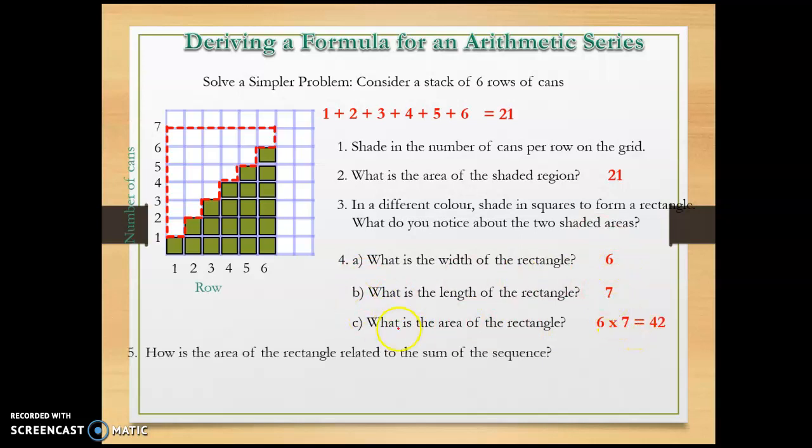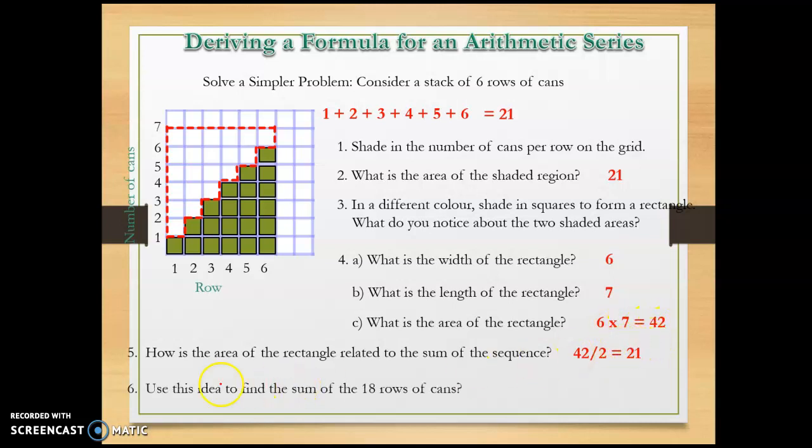So what's the relationship between the area of the shaded part and the area of the whole rectangle? How is the area related to the sum of the sequence? So 42 and 21. You're just going to divide 42 by 2 to get 21, right? So it's 6 times 7 divided by 2.